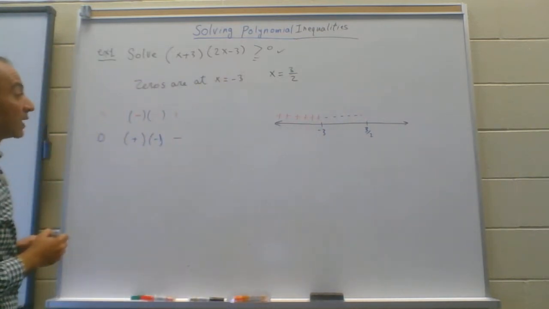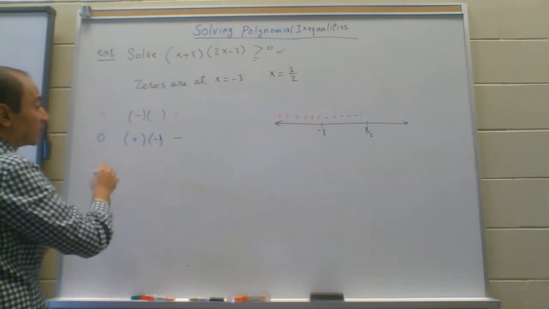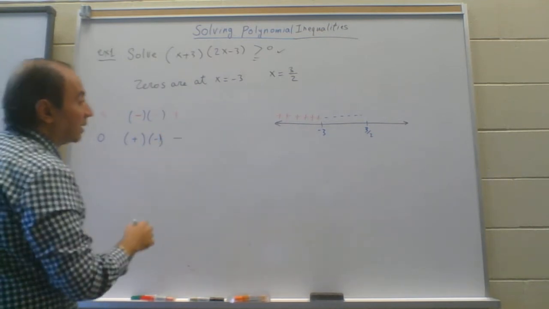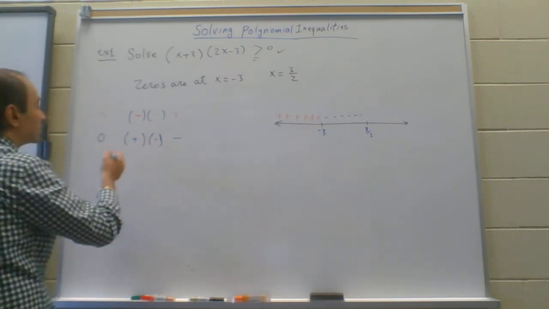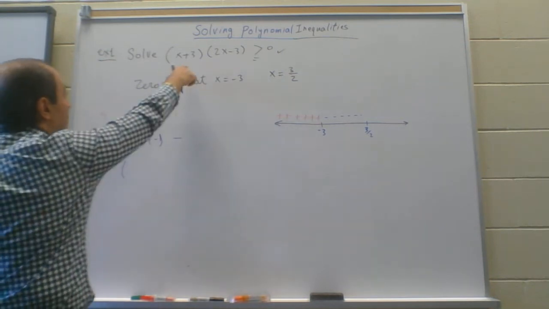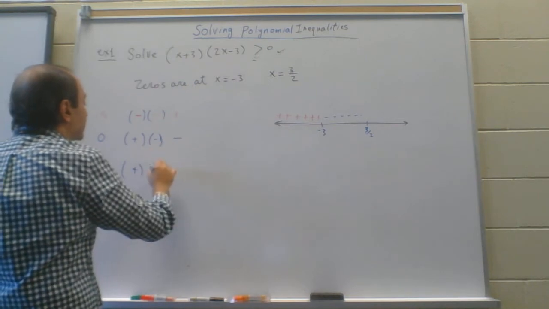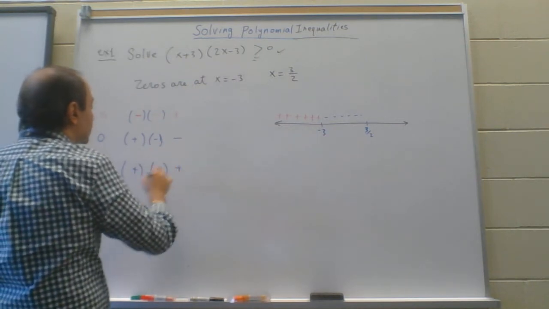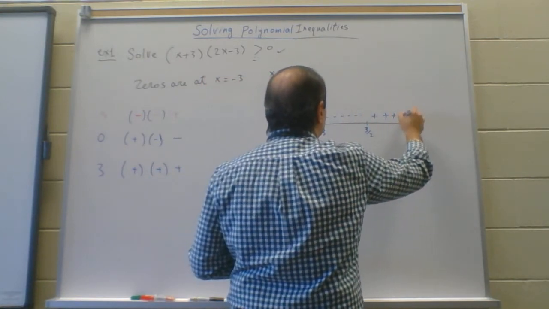Then I will choose a value greater than 3/2. So let's say anything greater than 1.5. So let's say 5 or 3 or 4. Let's say 3. 3 plus 3 here will be positive, and if I put 3 here, I will have a positive, and positive times positive is positive. So this whole interval is positive.